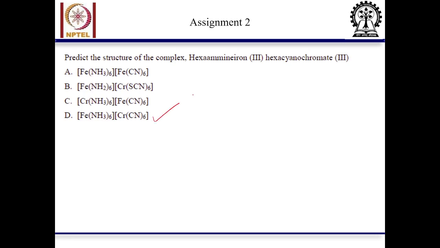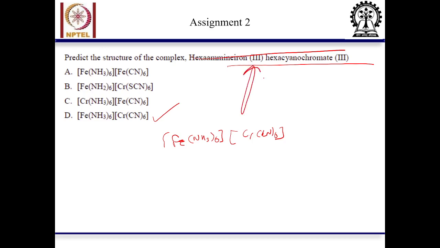Everyone has guessed the correct answer. That answer is D. But let me ask in a different way. Suppose I have given this Fe(NH3)6 and Cr(CN)6. Now you don't know that this is the name. Then how will you find out? Can anyone just tell me verbally or write in chat box? What is the way to find out that this is the name? This name is already given. You just find out and tell that option D is correct.